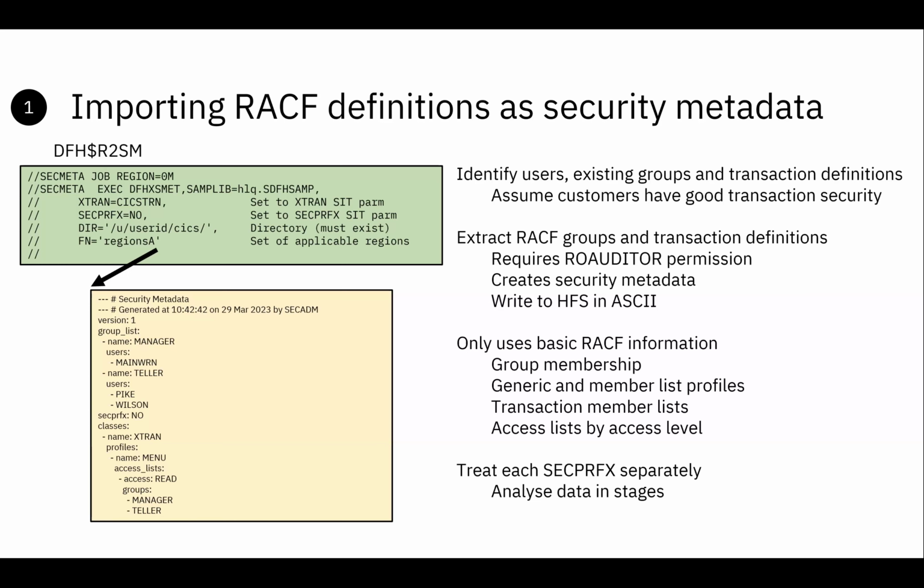Look at the transaction class, look at the various profiles that you've got in the transaction class, so the groups of transactions or the individual transactions in there, and the accesses and what groups or users have access to those. And then we have a look there at the list of groups, who's in each group. And so you can quite easily understand what that information is if you know any RACF.